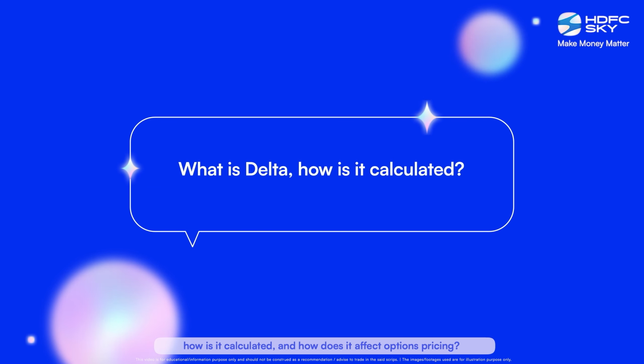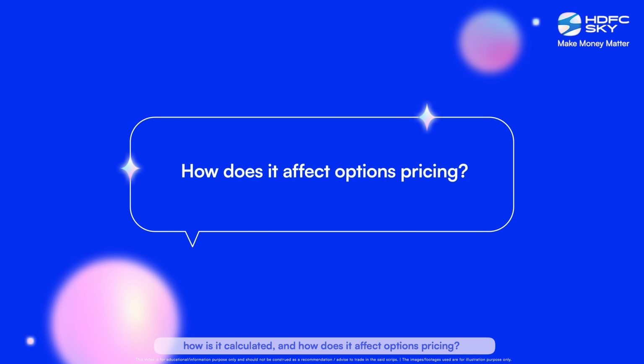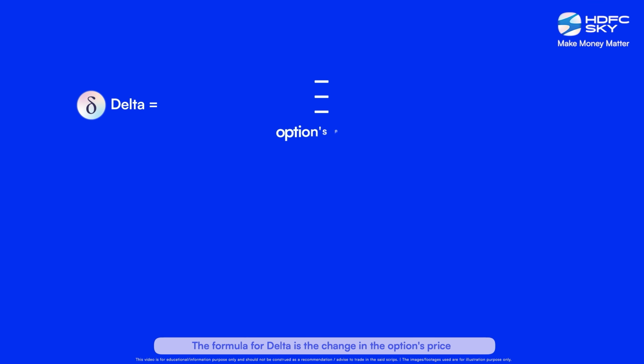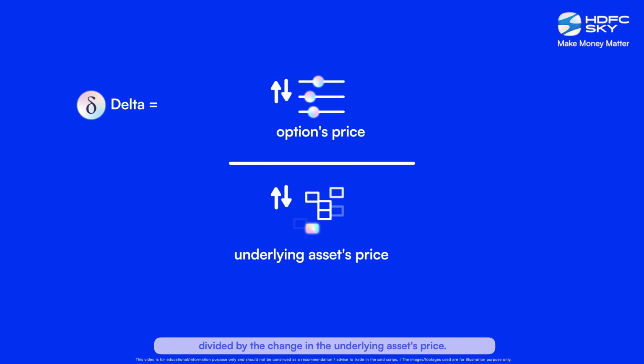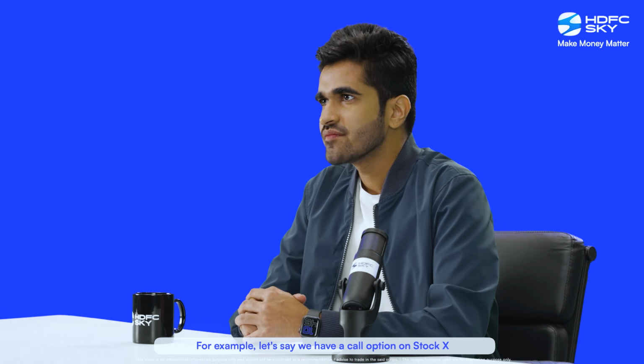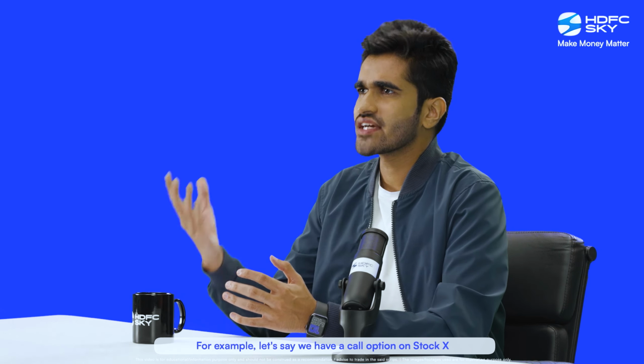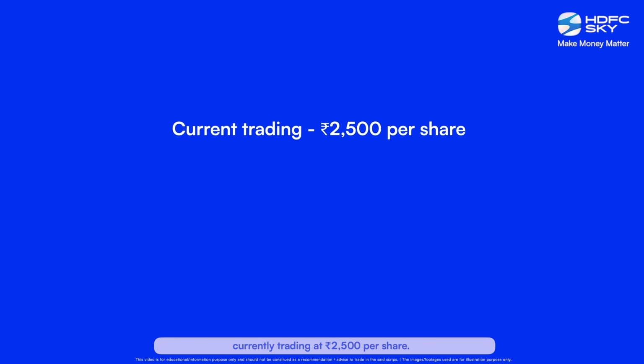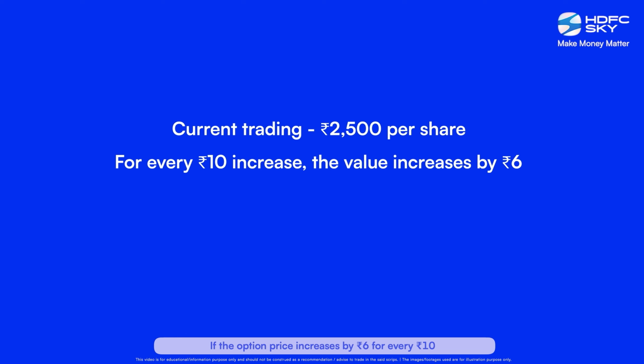What is delta? How is it calculated? And how does it affect options pricing? Sure, delta measures the sensitivity of an options price to changes in the price of the underlying asset. It is the change in the price of the option for a unit change in the price of the underlying asset. The formula for delta is the change in the options price divided by the change in the underlying asset's price. For example, let's say we have a call option on stock X currently trading at 2,500 rupees per share. If the option price increases by rupees 6 for every rupees 10 increase in the stock price, the delta is 0.6, which is 6 divided by 10.